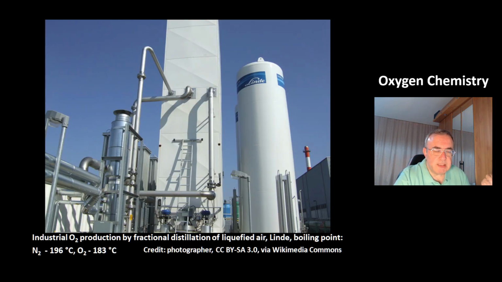This is a picture of the industrial oxygen production by fractional distillation of liquefied air. One big producer is the company Linde. And this works because nitrogen has a boiling point of minus 196 degrees Celsius, and the heavier oxygen molecule has a higher boiling point of minus 183 degrees Celsius.